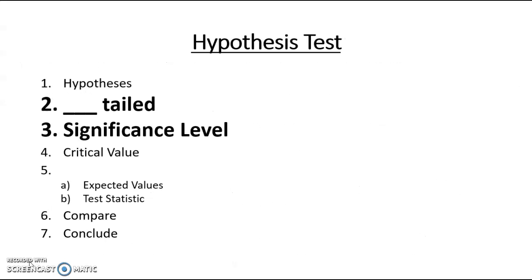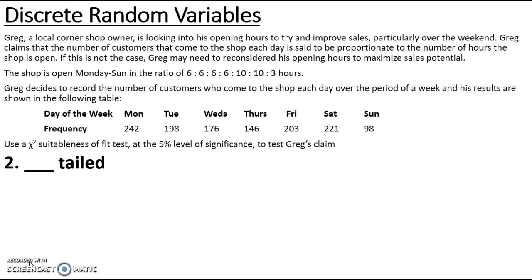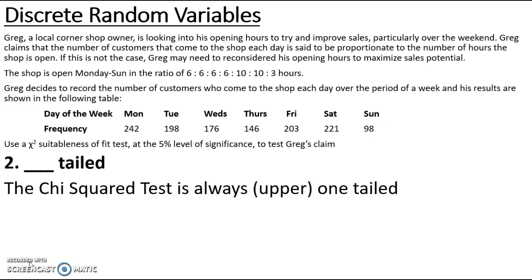Our second and third points are whether it is one or two-tailed and the significance level. The Chi-squared test for contingency tables and for goodness of fit is always upper one-tailed. We're always looking at that top tail. The significance level in this question is stated as 5%.